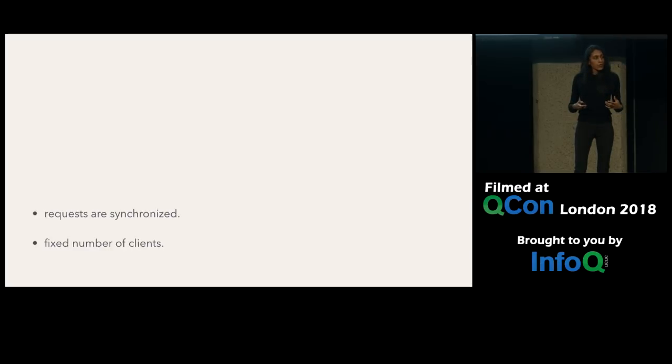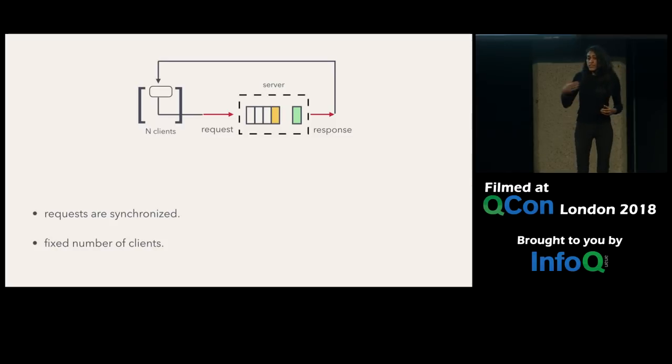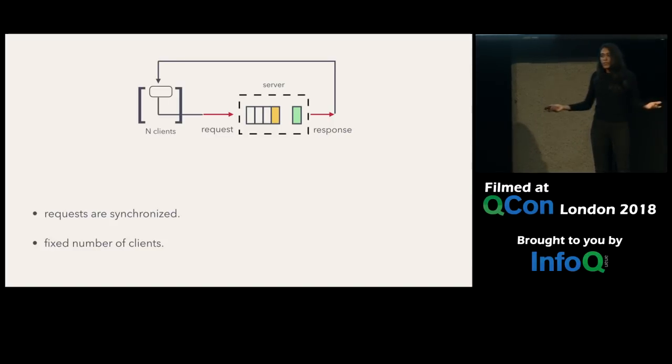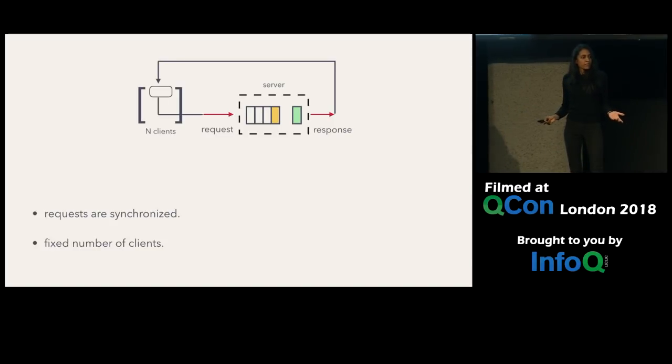So the queuing theory model for such a system looks like this, right? We need a model that captures those two properties: the feedback loop between the response and the request side, and a fixed number of clients. Why do these differences matter?